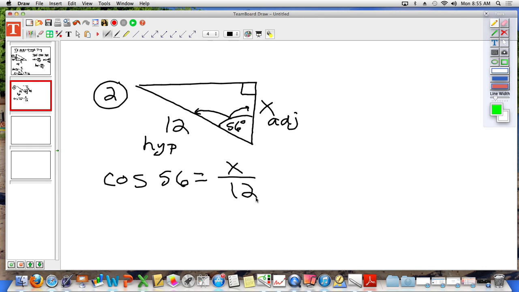The variable is on the top, therefore you just have to multiply. You multiply by 12, the 12s cancel out, you multiply this side by 12. So you do 12 times the cosine of 56 degrees. I don't know what that is. 6.71.